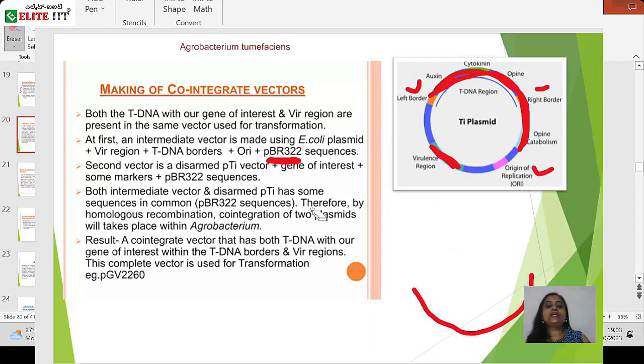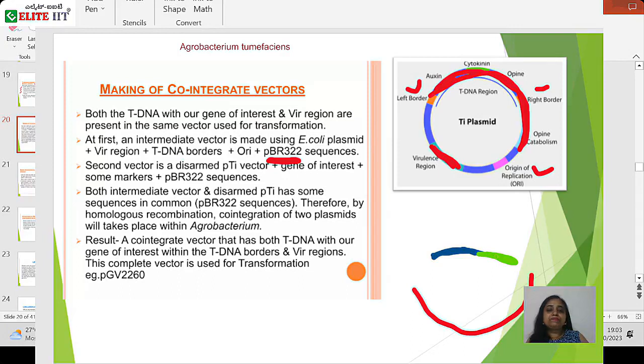Mainly disarmed PTI vector. That means T-DNA is not there. Now the gene of interest is added. Instead of T-DNA, what is present? The gene of interest is present, and along with the gene of interest, one marker should be there. I told you that generally an antibiotic resistance marker is there. So it is there.